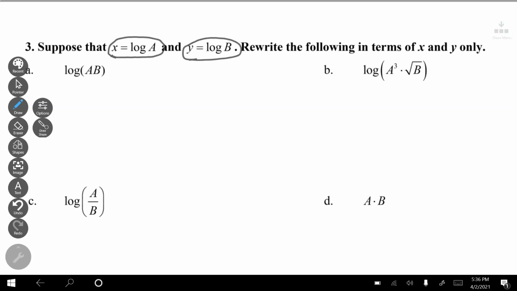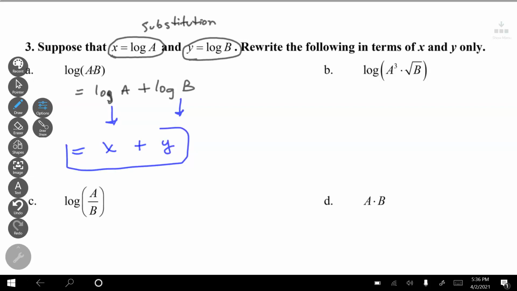So this next page is based on the idea that x is log of a, y is log of b. I'm going to use substitution. Every time I see the log of a, I'm going to put down x. Every time I see log of b, I'm going to put down y. So when I see this problem, since this is multiplication going on, I could rewrite it as log of a plus log of b, because when I multiply a and b, I can split it up into two logs by addition. And then I can use my substitution that log of a is x plus log of b is y, and I get x plus y as my final result.